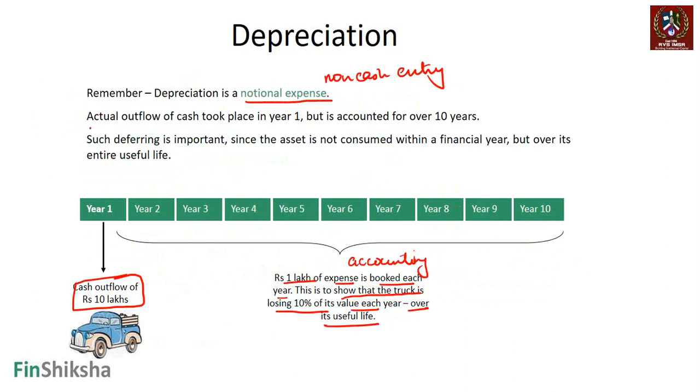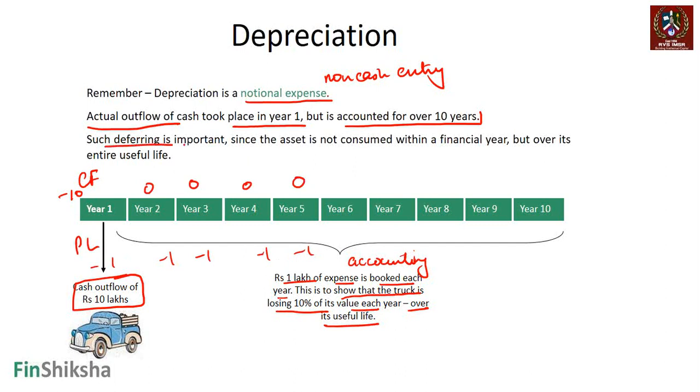That's the idea, right? So actual outflow of cash took place in year 1, but is accounted for over 10 years. So if you were to just understand, your cash flow will show minus 10 and then 0, 0, 0 each of the years. But your P&L will show minus 1, minus 1, minus 1, minus 1, minus 1 each of the years over the useful life, right? Since this deferring is important, since this asset is not consumed within the financial year, it is consumed over its useful life. So it makes sense that we defer the actual accounting of the cost of the asset over its useful life. That's what is known as depreciation, right?